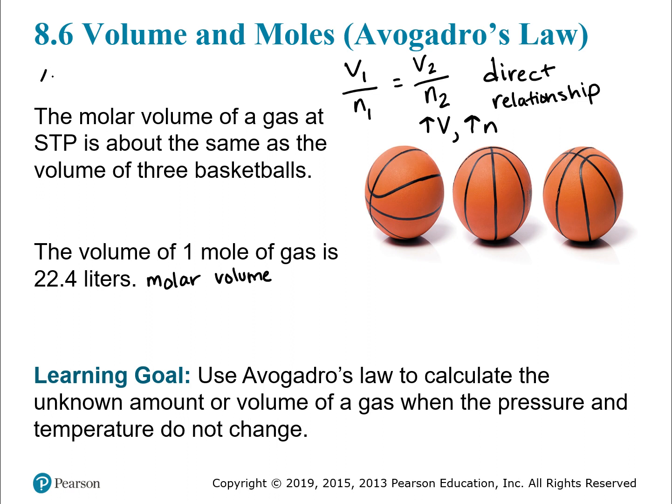And that is assuming that pressure and temperature are constant. So this is Avogadro's law. Direct relationship between volume and the amount of moles of gas. We represent that with an N.